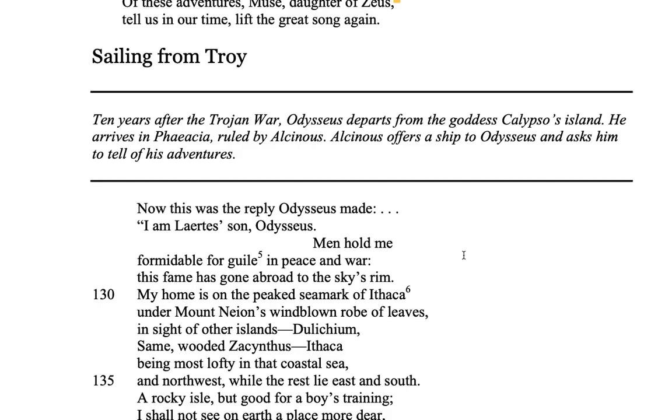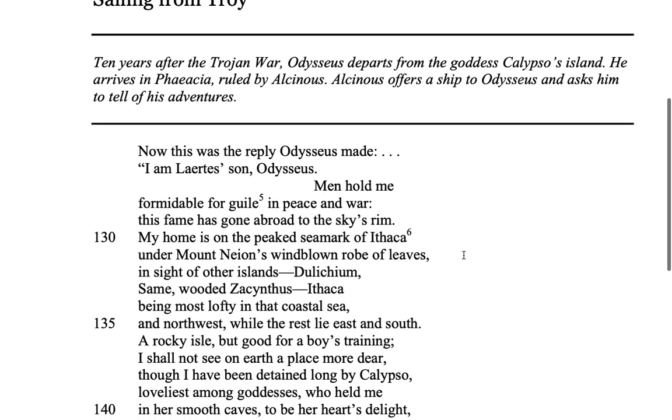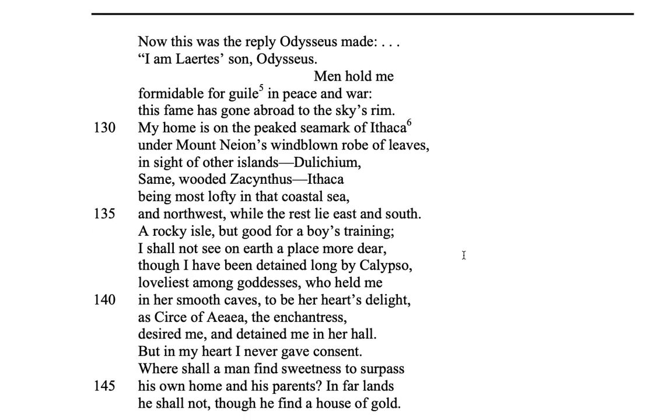So this is sailing from Troy. Ten years after the Trojan War, Odysseus departs from the goddess Calypso's island. He arrives in Phoenicia, ruled by Alcyoneus. Alcyoneus offers a ship to Odysseus and asks him to tell of his adventures. Now this was the reply Odysseus made. All right, check out quotation marks. That means he's speaking.